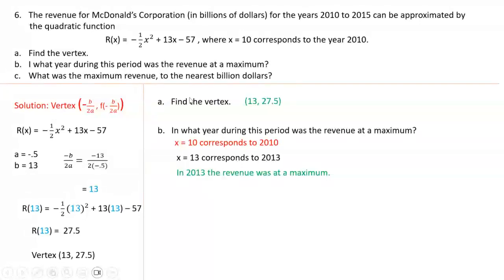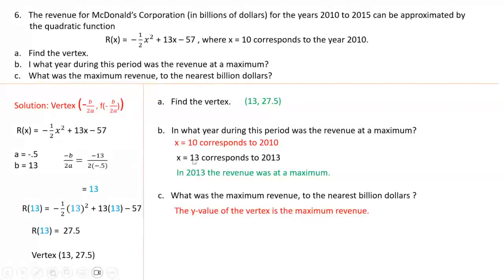Now for part C, what was the maximum revenue to the nearest $1 billion? The y part of the vertex, the 27.5, is actually the maximum or the minimum, but in this case it's going to be the maximum. How do I know it's a maximum? Because when the a is negative, here negative 1 half, it means it's going to be a maximum. If that was positive, it would be a minimum. So the y value was 27.5, but it says to round to the nearest billion, so approximately $28 billion.